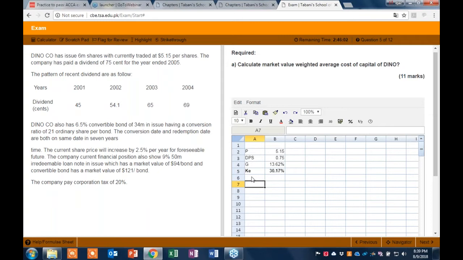Okay, so let's move and find out the cost of debt. Dino Company also has 6.5% convertible bonds of 34 million in issue, having a conversion ratio of 21 ordinary shares per bond. The conversion date and redemption date are both on the same date in 7 years time. The current share price will increase by 2.5% per year for the foreseeable future. The company's current financial position shows a 9% 50 million redeemable note in issue, which has a market value of 121. The company pays corporation tax at 20%.